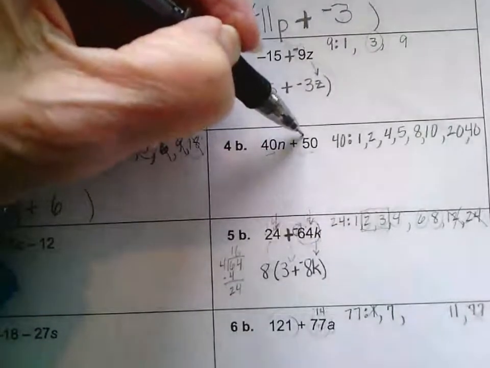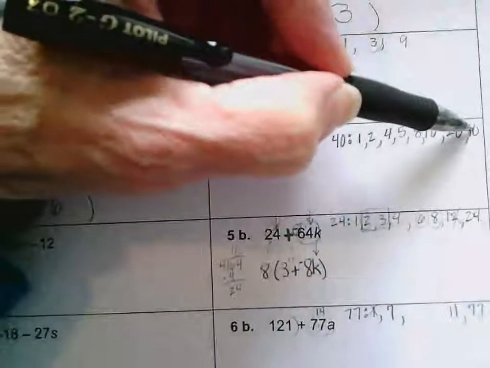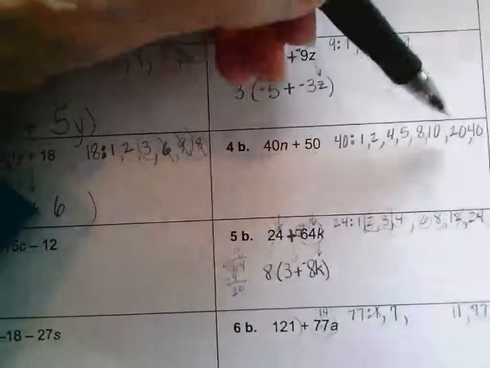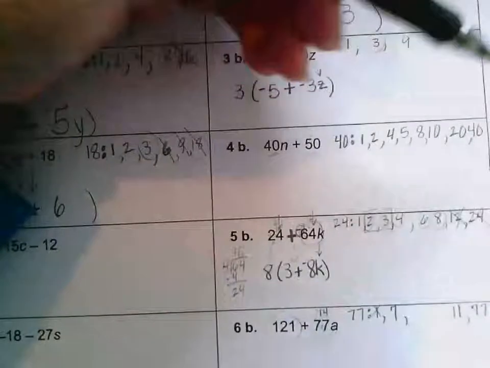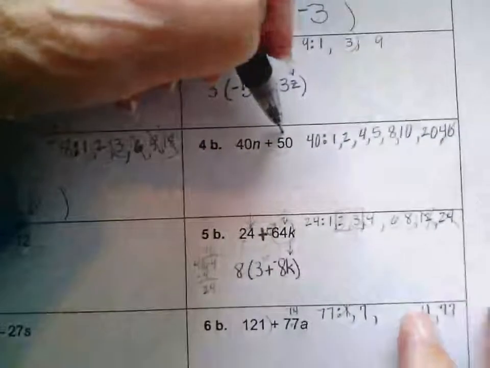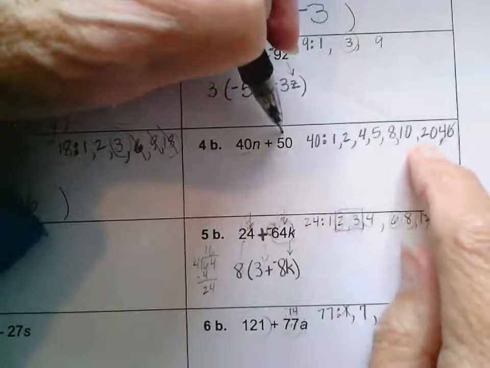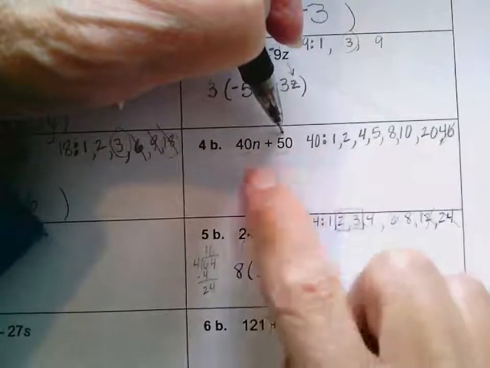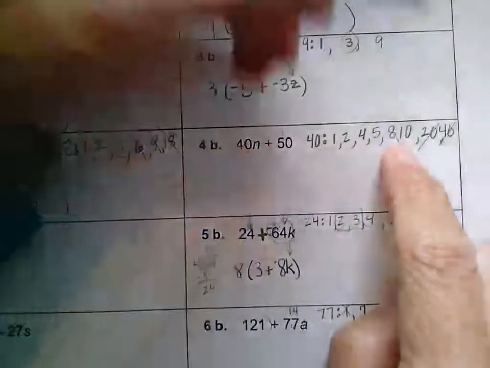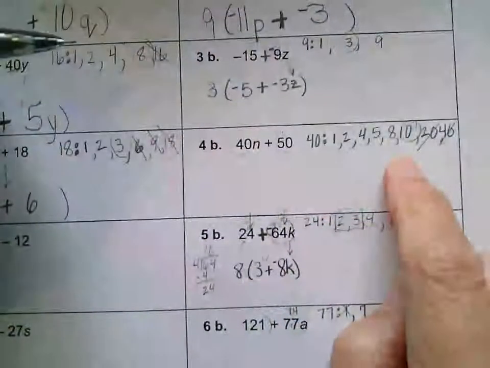So now I'm going to check, starting with my greatest number, and see if it also is a factor of 50. Well, 40 is not a factor of 50. 20 is not a factor of 50, because if I skip count by 20, 20, 40, 60, I don't land on 50. So 10 is my greatest common factor.